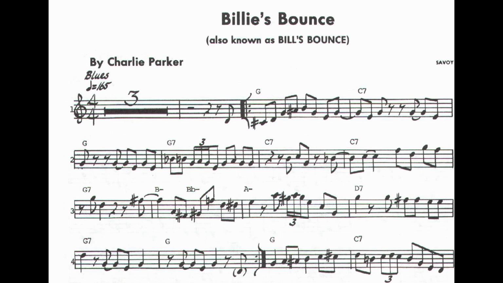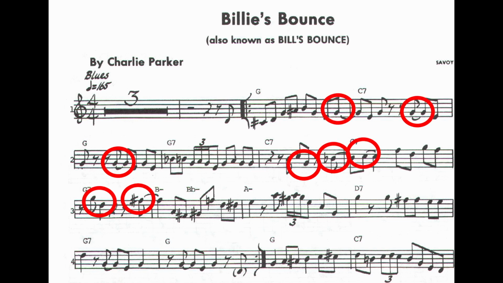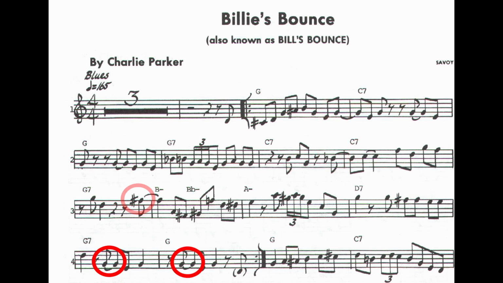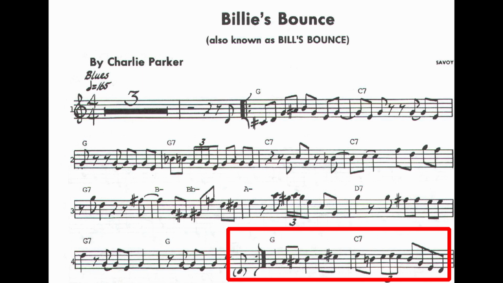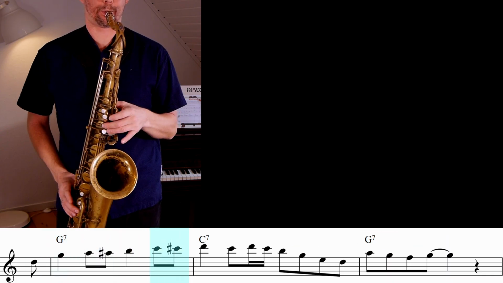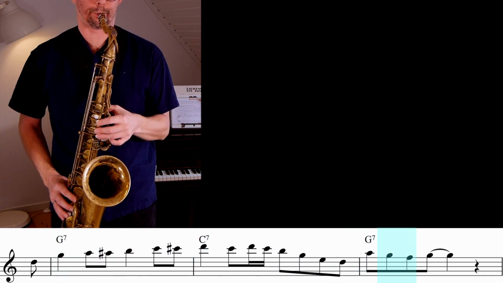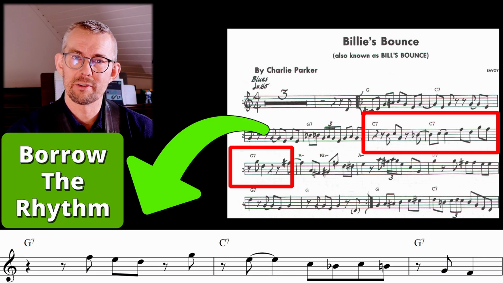Why not use the sound of the masters because they got it right? Let's use Billy's Bounce, the syncopation of Charlie Parker. I grab the rhythm of this Charlie Parker line, and we do exactly as when we're stealing somebody's line. We're just borrowing the rhythm this time.